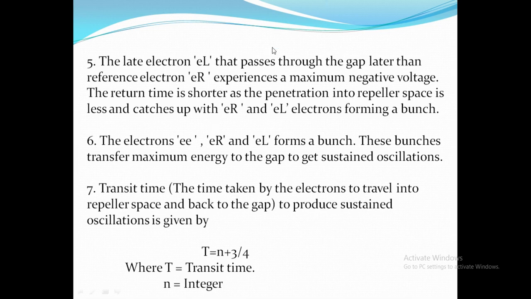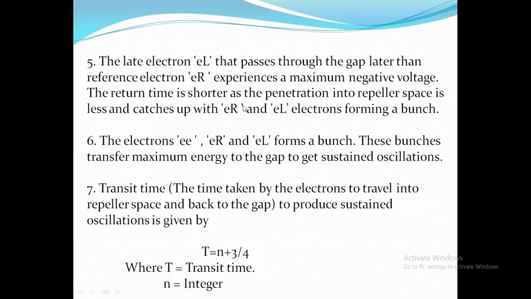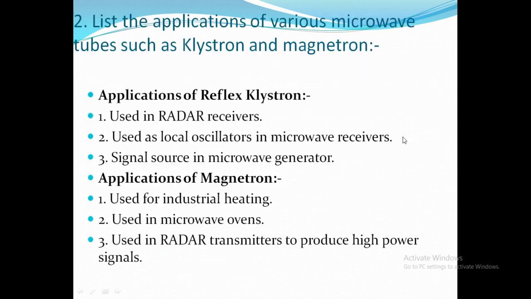Coming to the late electron. The late electron passes through the gap later than the reference electron, and experiences maximum negative voltage. Here the return time is shorter as the penetration into the repeller space is less, and it catches up with the reference and early electrons, forming a bunch.